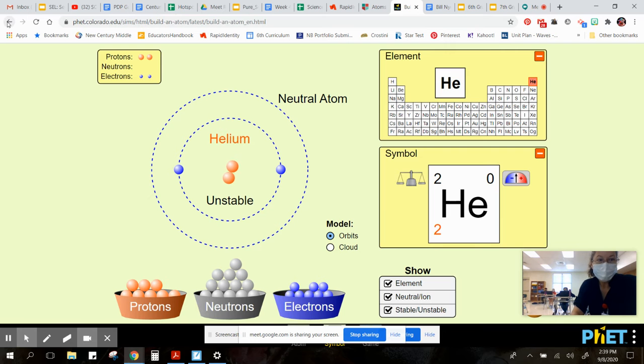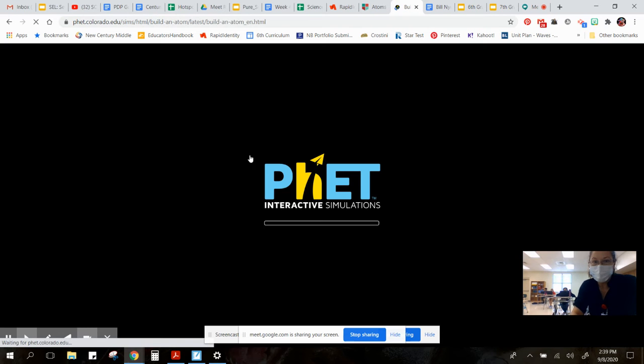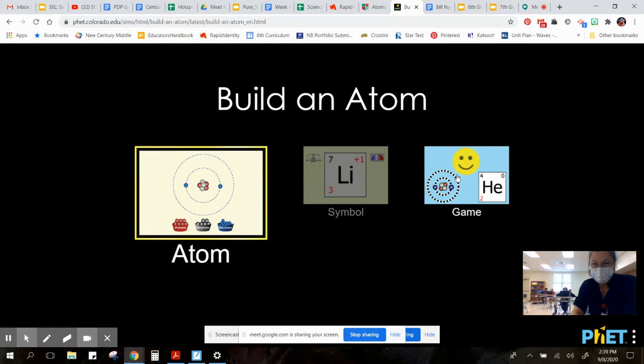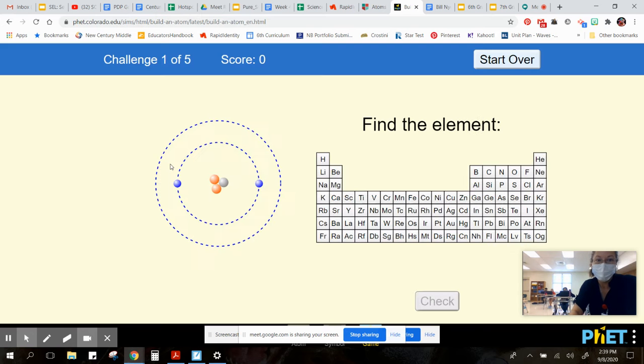Okay? Once you're done playing around with those 2 tabs, atoms and symbols, then you play the game. There are 4 games. You must get at least 7 out of 10 correct for each of them. So play them as many times as you need to. Once you have your score, you're going to take a screenshot and put it on that slide.